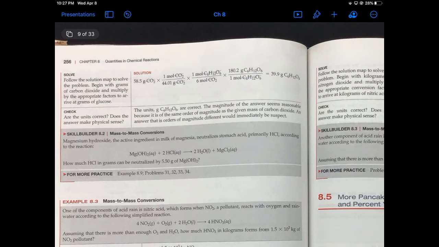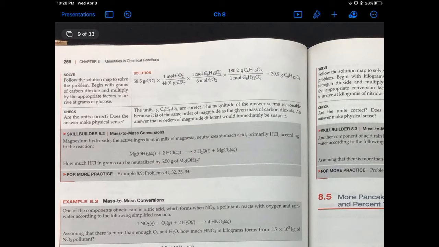So we didn't start out with a whole lot of carbon dioxide to begin with. We said, what, 58 grams? That's not that much. And so it's only going to make 40 grams of glucose. But that's actually a considerable amount. If you were to put 40 grams of sugar on one of your scales in the lab, you'd see that it occupies a pretty good amount of space.